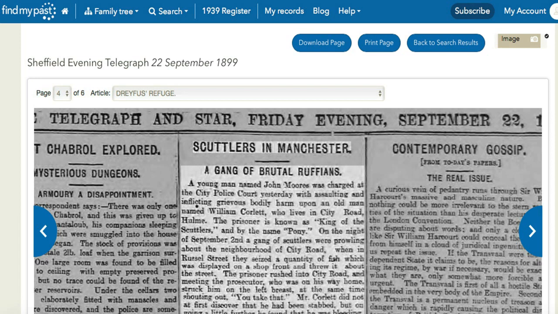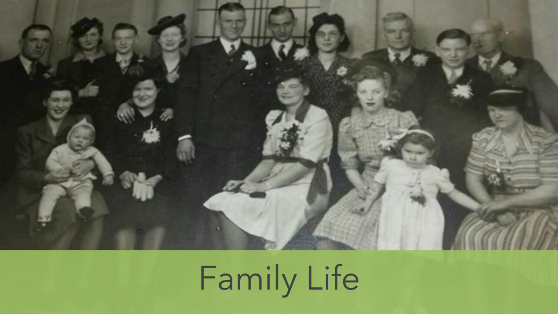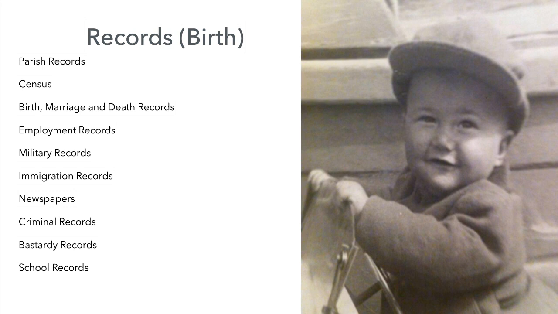So we've had a look at homes now, and we'll now go through the front door, and have a look at family life. So what was family life like for our ancestors? Now, I thought I'd start with births, and I thought it was probably the most logical place to start, with birth and childhood.